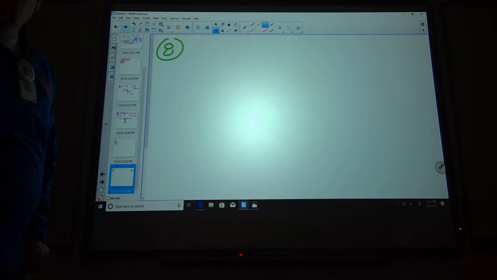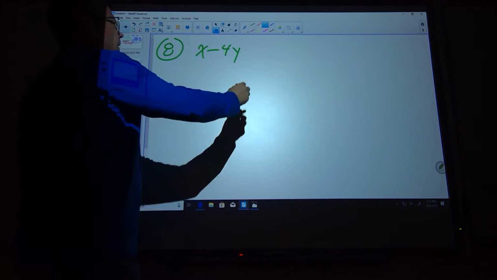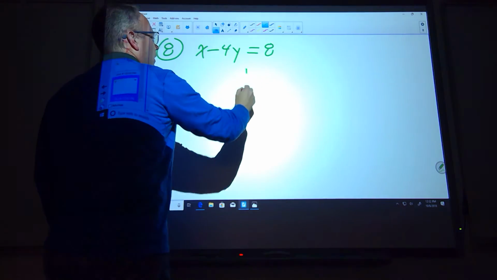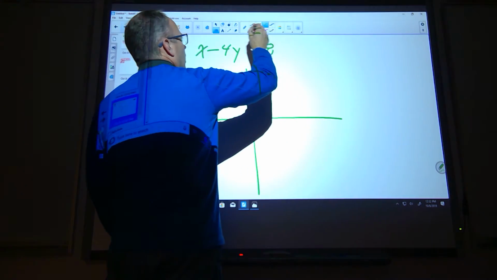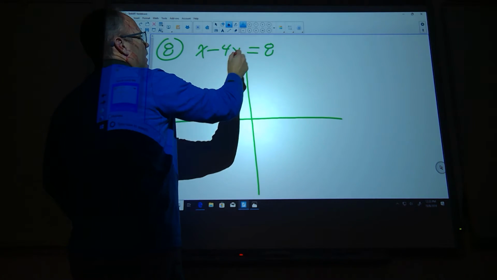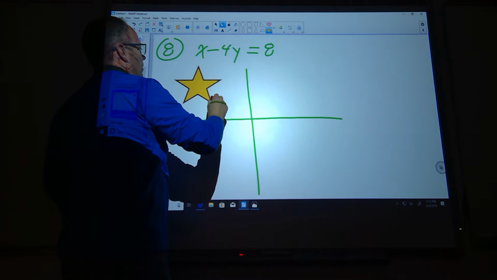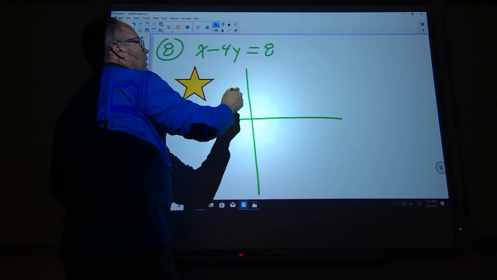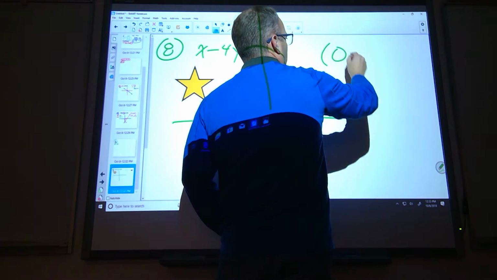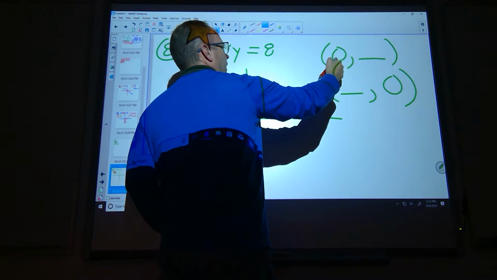Number 8, we have x minus 4y is equal to 8. Is that right? All right. How is this problem set up? So, what type of method would I use to graph it? Cover method, absolutely. So, let's bring up my shape again. We'll do the star this time, though. Okay. And so, if I'm going to do the cover method, I have 0, comma, blank, and blank, comma, 0. What value is this, x or y?